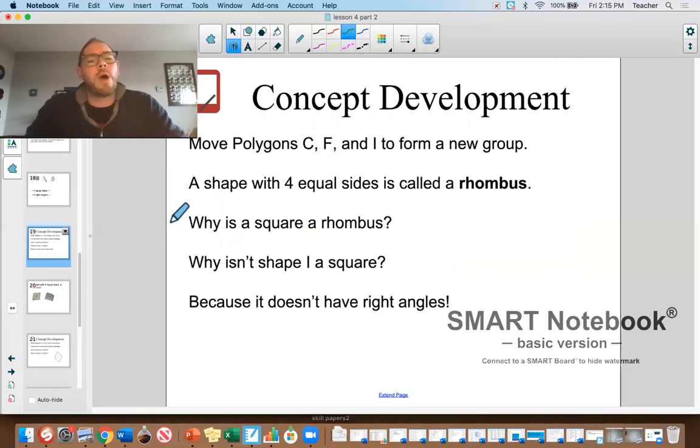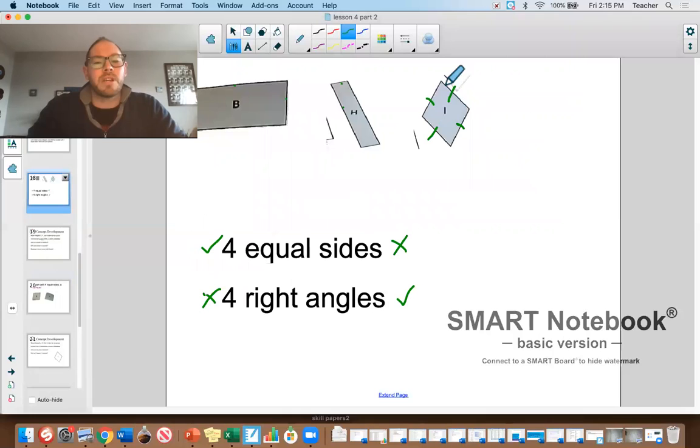If you did it, give yourself a clap. Why is a square called a rhombus? Let's think about what a rhombus is. A rhombus is a shape with 4 equal sides. Does a square have 4 equal sides? Yes, it does. And why isn't our lovely shape I over here a square? Well, we already know because it doesn't have 4 right angles. Poor letter I.